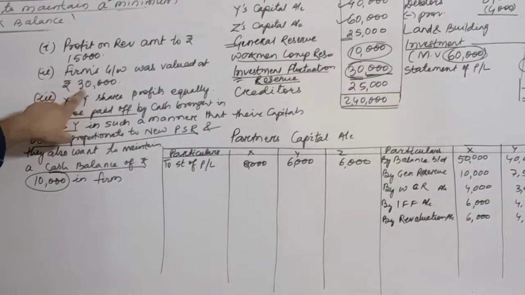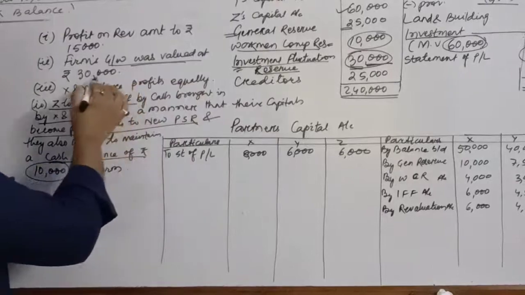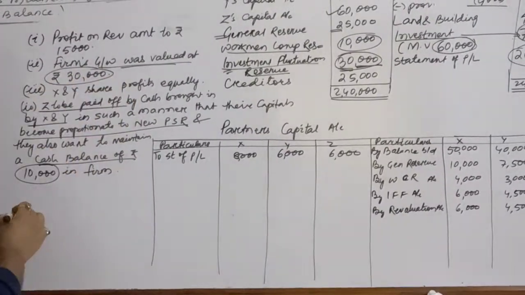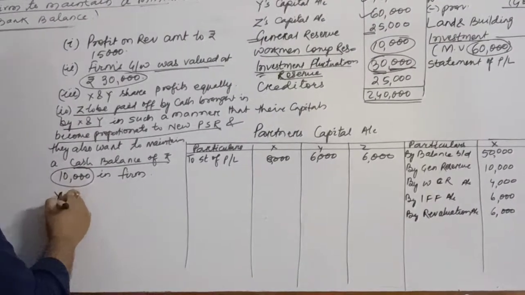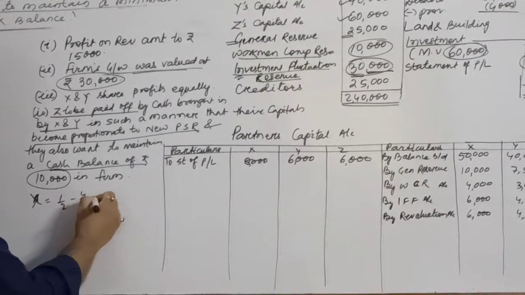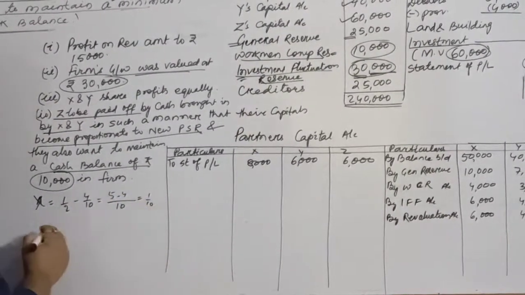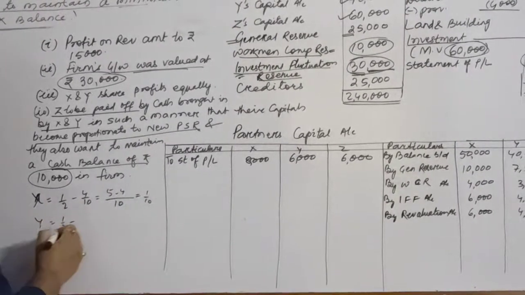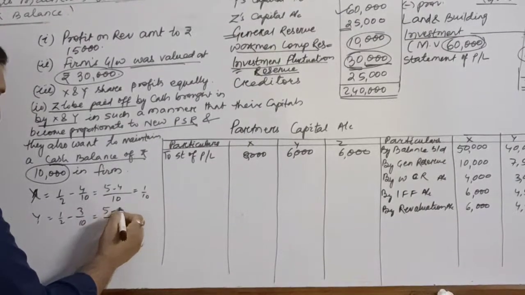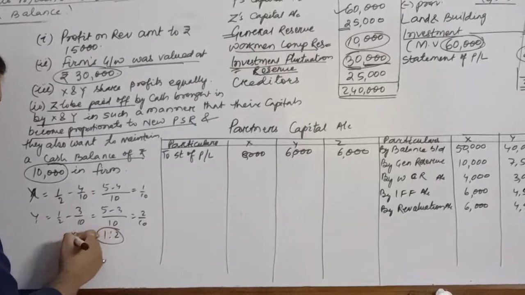Firm's goodwill is given 30,000 and we know this is the valued goodwill and this is always distributed in the gaining ratio. So we'll take out the gaining ratio first. So what will be the gaining ratio of X? New ratio is 1/2 whereas old ratio is 4/10. So the LCM is 10. 5 minus 4, 1/10. Y also 1/2 minus old ratio is 3/10. LCM will be 5 minus 3, that is 2/10. So your gaining ratio is 1:2.